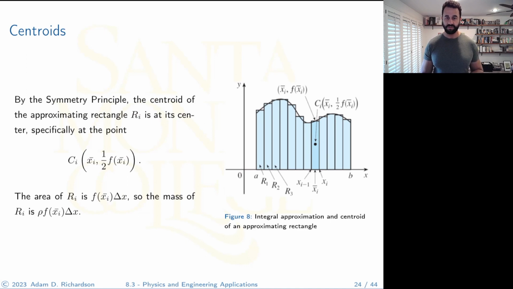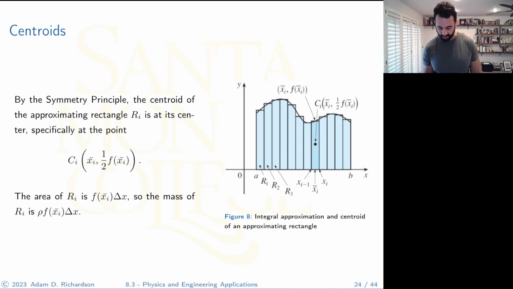So by the symmetry principle, we know that the centroid of one of these approximating rectangles has to lie on the vertical line of symmetry, and it has to lie on the horizontal line of symmetry by the symmetry principle. Maybe more intuitively, if you've got a uniform density rectangle that you try to balance on your finger, it's going to be right in the middle. Okay. All right, so where is this point exactly?